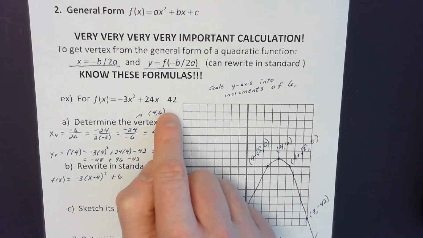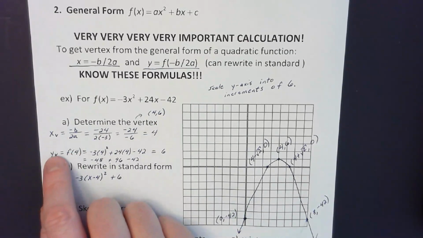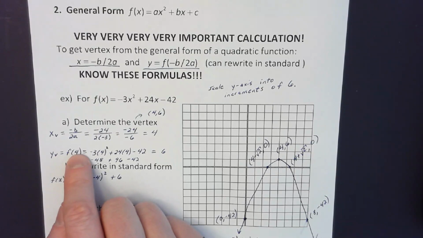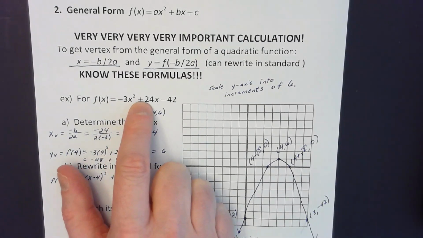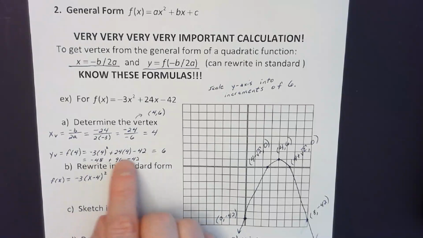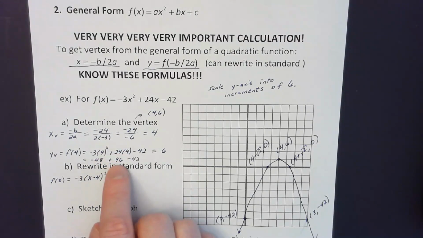Now to get that y value of the vertex that I have written up there, I have to go back down and say, well, the y value of the vertex is when you evaluate your function at the x value of the vertex that we just found. So I have to find f of 4. I go in here and say -3 times 4 squared plus 24 times 4 minus 42. That's what I've done right here. I went ahead and showed the work for that. 4 squared is 16. -3 times 16 is -48. 24 times 4 is 96.